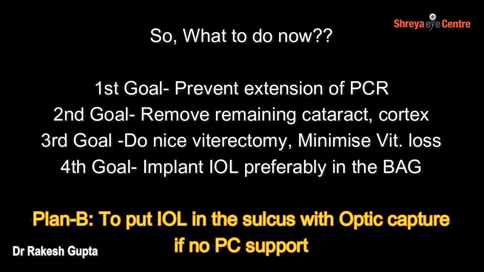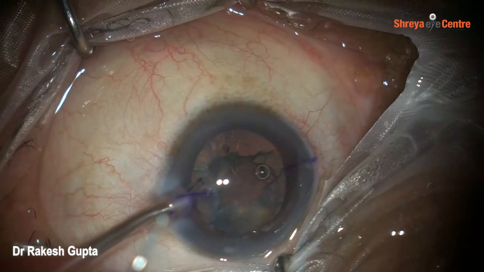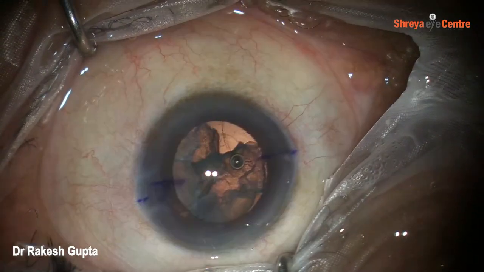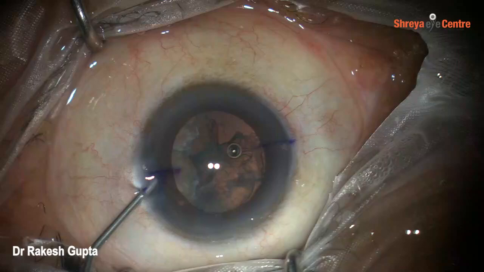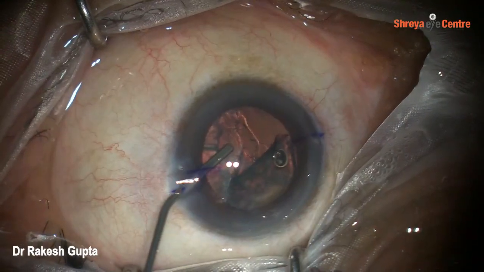So what to do now? Here our first goal is to prevent extension of PCR. Second goal is to remove remaining cataract and cortex. Third goal is to do a nice vitrectomy and minimize vitreous loss. Fourth goal is to implant the intraocular lens, preferably in the bag. But friends, there is a plan B, that is to put the IOL in the sulcus with optic capture if there is no adequate PC support left. So when I realized that there is a rent, I actually took half a minute to calm down and I did my planning, and after that I restarted.